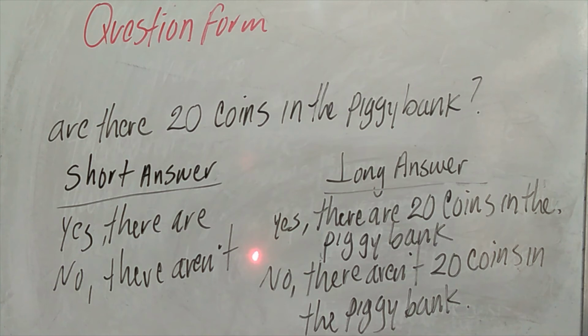Nuevamente tenemos la cuestión de la pregunta y decimos, are there 20 coins in the piggy bank? Hay 20 monedas en la alcancía. Y nuevamente tenemos nuestras dos respuestas, la corta y la larga, ¿no? Dice, sí, sí hay, no, no hay. La respuesta larga dice, sí, hay 20 monedas en la alcancía, o no, no hay 20 monedas en la alcancía.